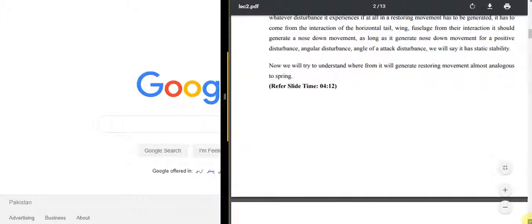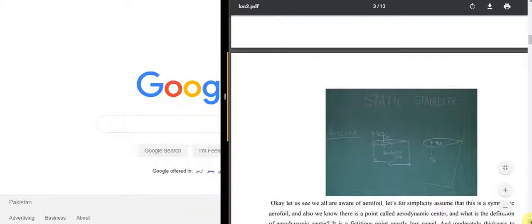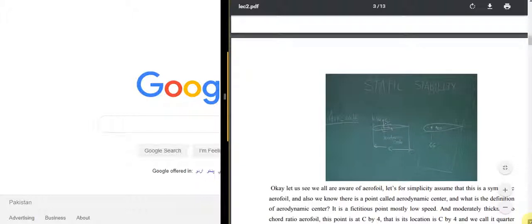Okay. So this is how it is going to work. And Aerodynamic Center. Okay, let's see what the professor explains about this diagram.